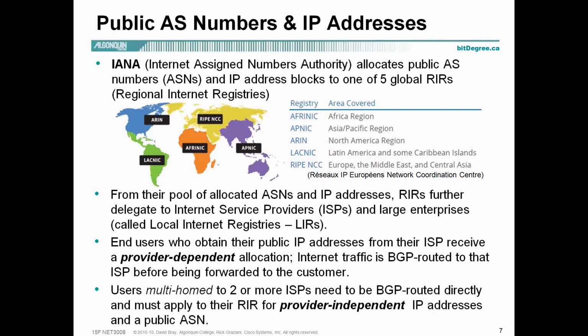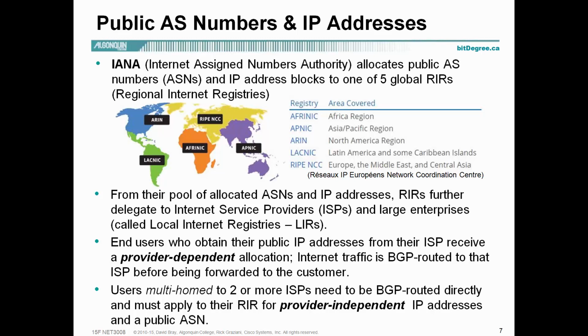Then the end users themselves, who obtain their public IP addresses from their ISP, are going to receive what we call a provider dependent allocation. In other words, internet traffic to them is going to be BGP routed to the ISP before being forwarded to the customer itself, because the IP addresses are provider dependent. Those IPs will always route to that provider and only that provider.